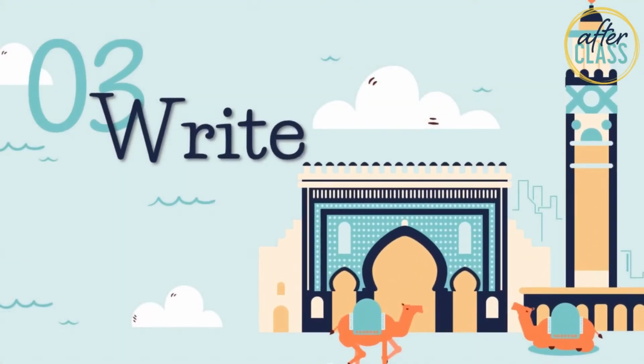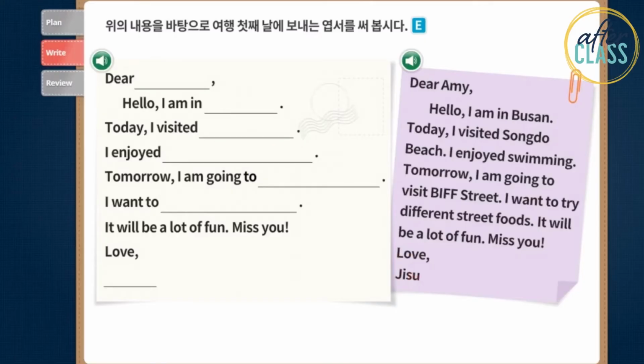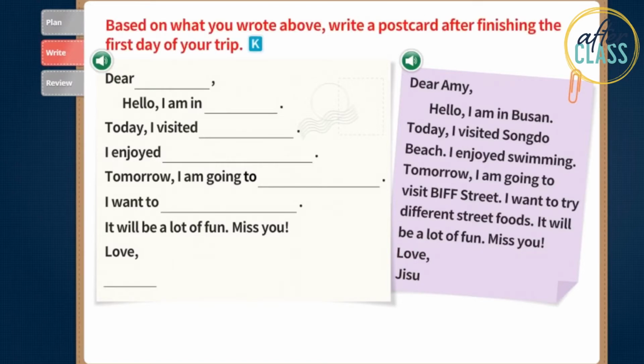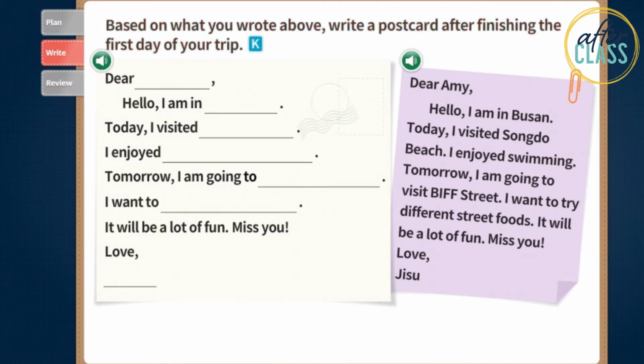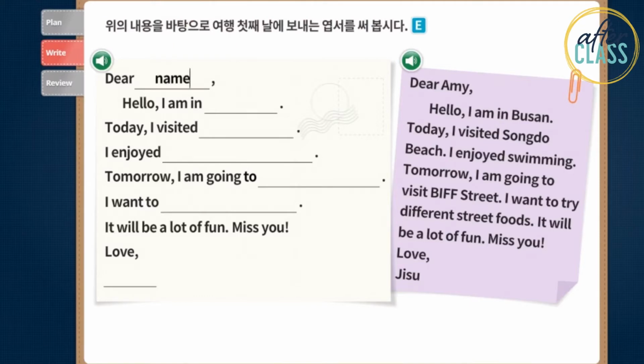Number 3, write. Next, we'll be writing a postcard. Based on what you wrote above, write a postcard after finishing the first day of your trip. So let's go over the different blanks that you're going to fill in from the information above. Let's go over the blanks together. The first blank is the name of the person you're writing to. Next is the city or place you went to visit those 2 days.